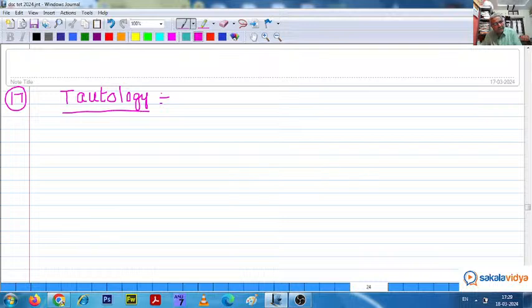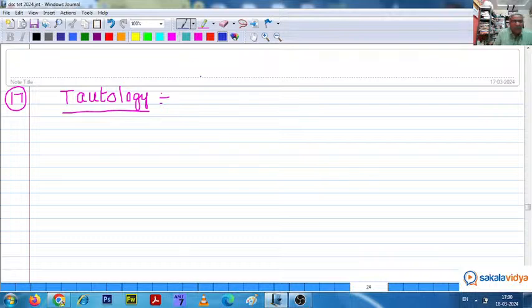So, Mahesh, what is meant by tautology? Do you have any idea? What is meant by tautology? See, tautology means it's an always true statement. It is always true. So, what do you mean by that now?